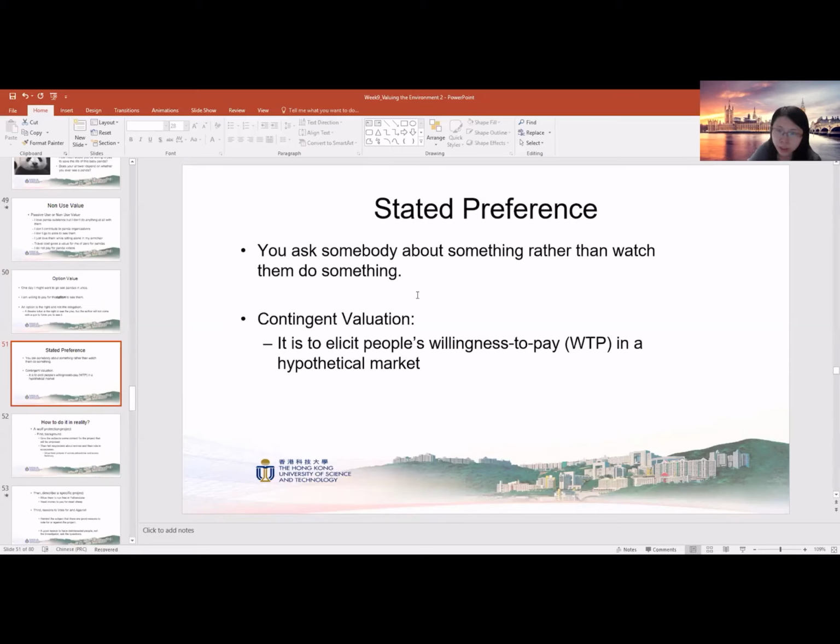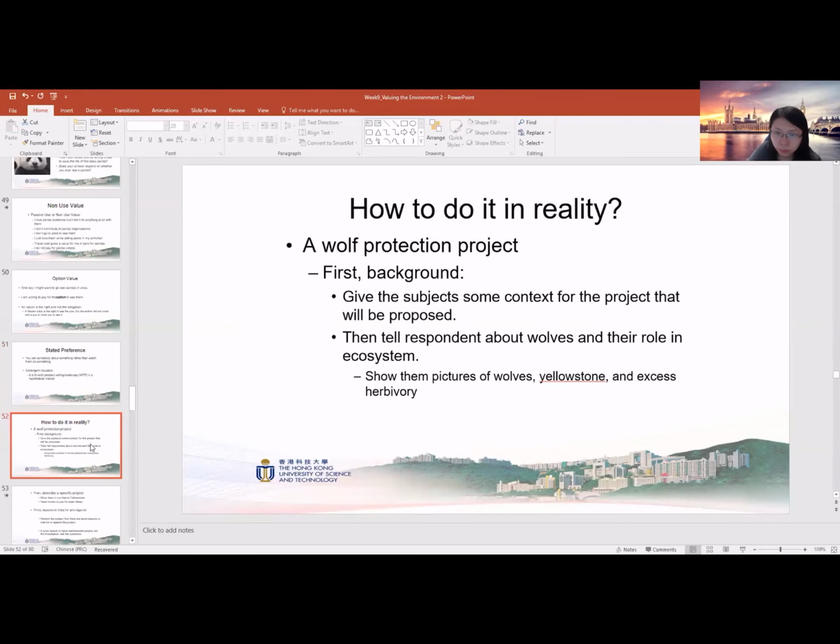And this specific stated preference is just asking people for their preferences. The specific method of stated preference in evaluation is called contingent valuation. Contingent valuation is the term we use in environmental evaluation. So the idea is to elicit people's willingness to pay in a hypothetical market, saying that I'm asking you how much you're willing to pay for the idea of preserving a site for pandas, something like that.